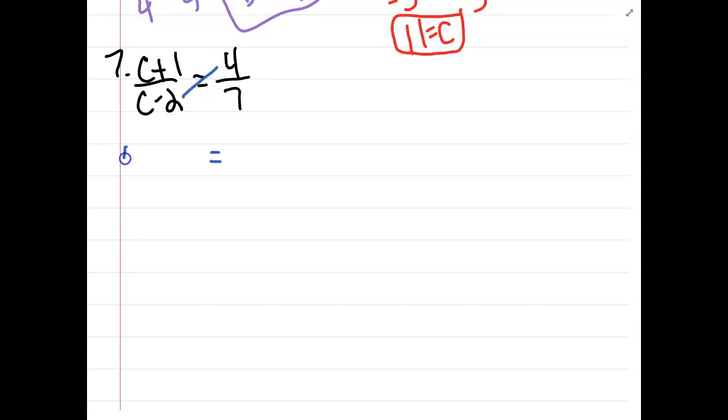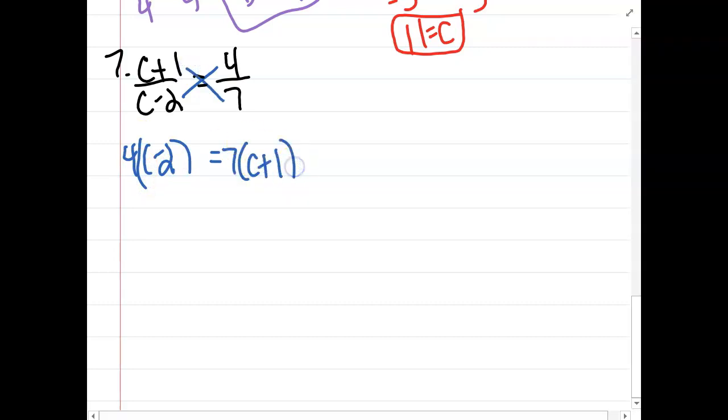So for this one, I might take 4 times the quantity c minus 2. Remember, you have to distribute that 4. And same thing on the other diagonal. It's going to be 7 times the quantity c plus 1. You're going to have to distribute the 7. So let's go ahead and do that. Distribute the 4. We have 4c minus 8. Distribute the 7. We'd have 7c plus 7.